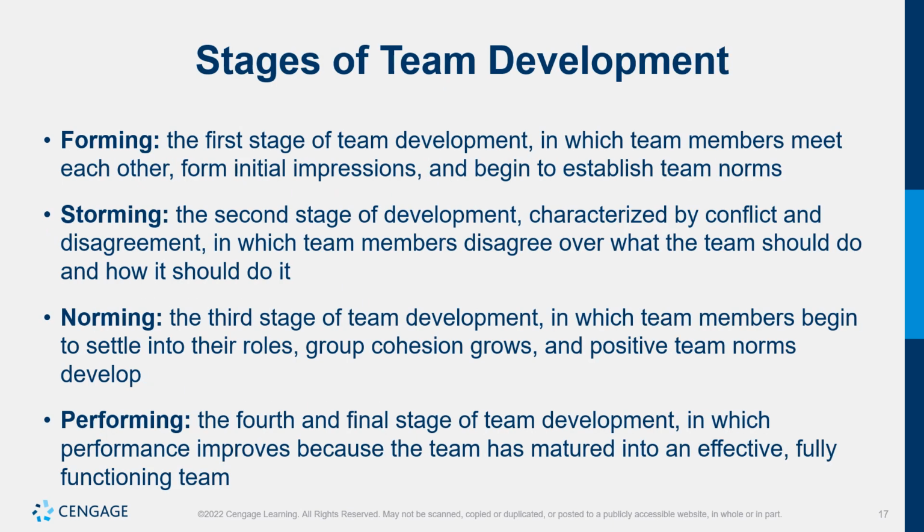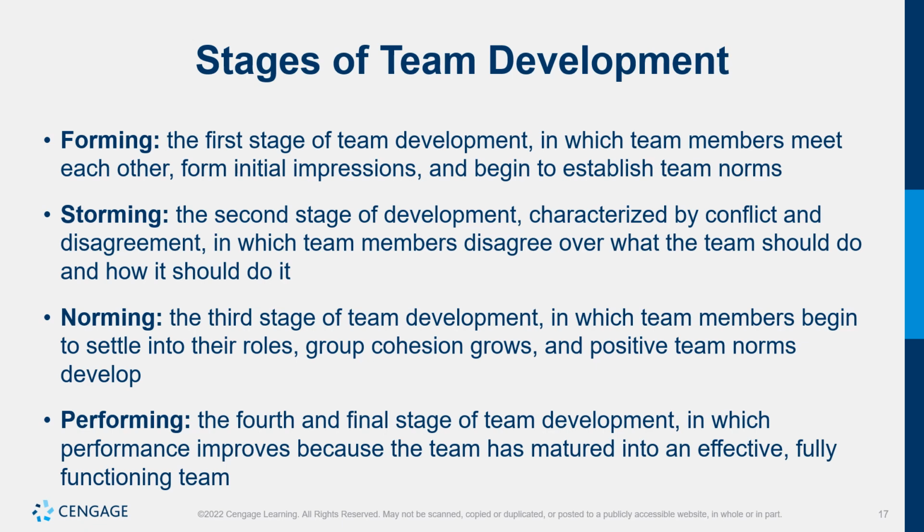As teams develop and grow, they pass through 4 stages of development. The first stage is forming, in which the team members meet each other, form initial impressions, and begin to establish team norms. The second stage is storming, characterized by conflict and disagreement, in which team members disagree over what the team should do and how it should do it.